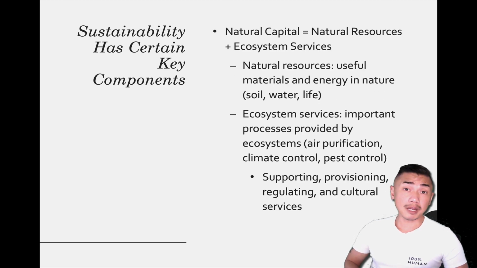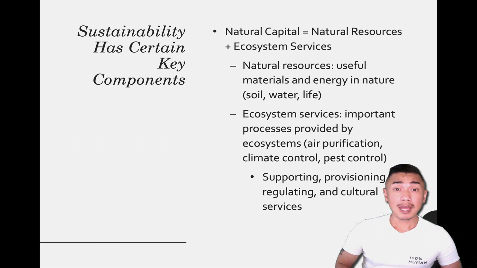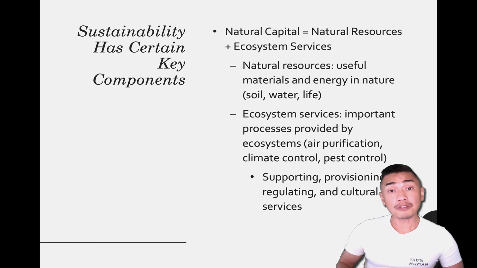You will need to have an understanding of what natural capital is. Natural capital is made up of two things: natural resources and ecosystem services. Natural resources are the things that nature provides, things like soil, water, or air. Ecosystem services are the things that nature does, things like purifying air, controlling weather or climate, etc. Ecosystem services can be broken down into 4 different categories: supporting, provisioning, regulating, and cultural.